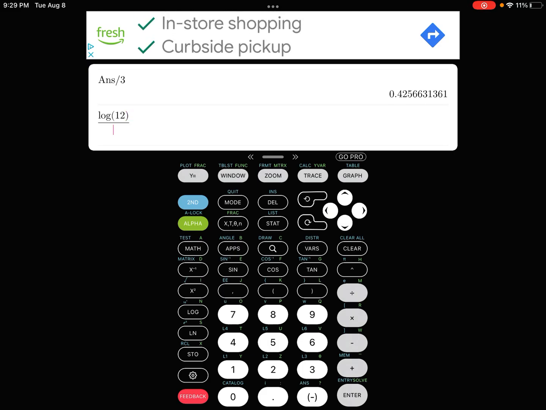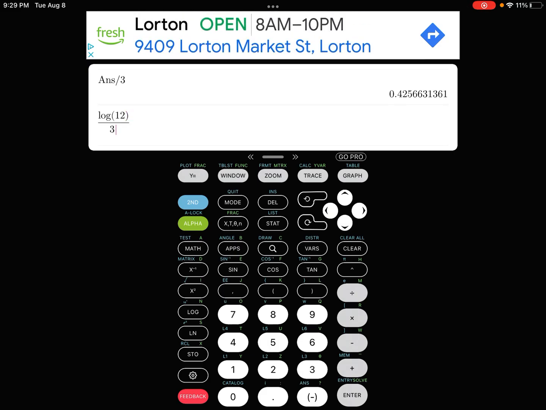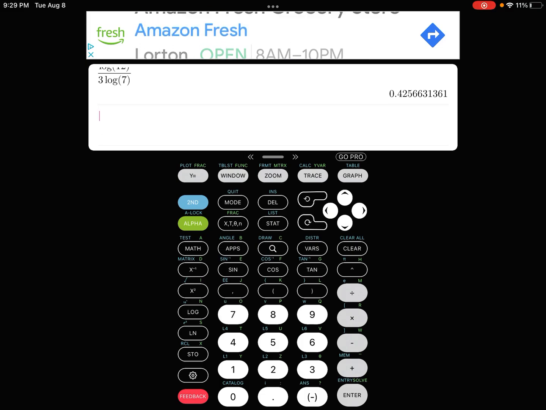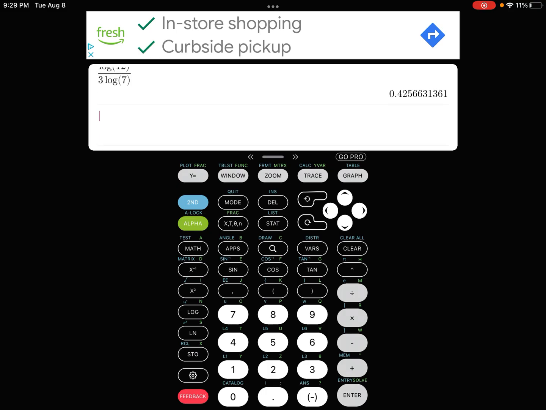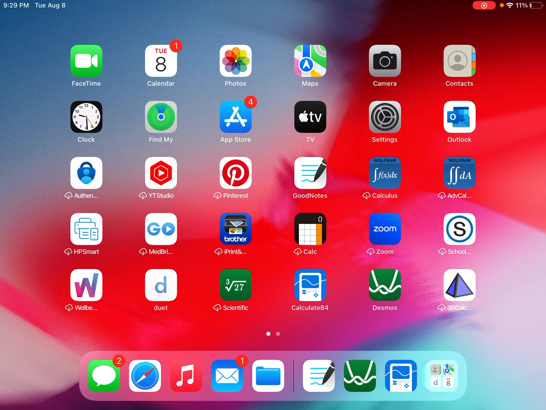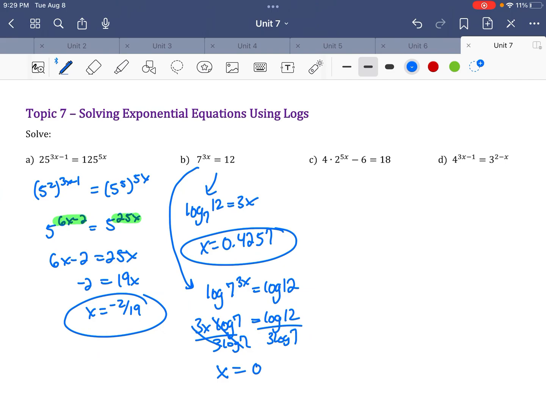So log 12 over 3 log 7. And look at that, same exact answer as before. So it doesn't really matter which way you do it, depending on the situation.